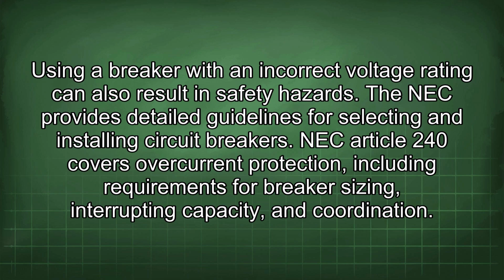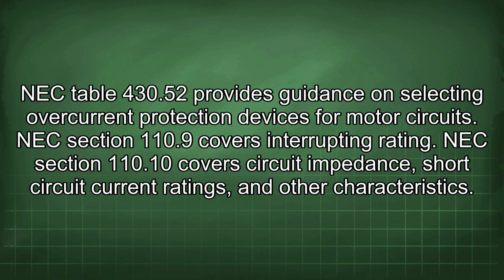NEC Article 240 covers overcurrent protection, including requirements for breaker sizing, interrupting capacity, and coordination. NEC Table 430.52 provides guidance on selecting overcurrent protection devices for motor circuits. NEC Section 110.9 covers interrupting rating. NEC Section 110.10 covers circuit impedance, short circuit current ratings, and other characteristics.